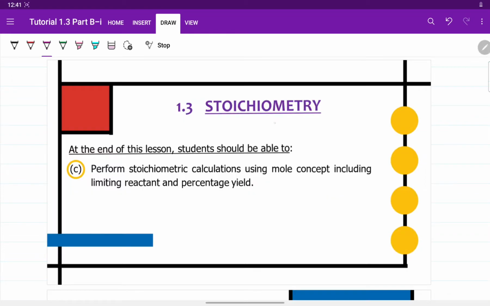In this video, we're going to discuss the subtopic 1.3, Stoichiometry, and at the end of this lesson, you should be able to perform stoichiometric calculation using mole concept, including limiting reactant and percentage yield. And in this video, we're going to focus more on limiting reactant and also excess reactant, with the calculation that involve these two, limiting reactant and also excess reactant. So now, let's take a look.